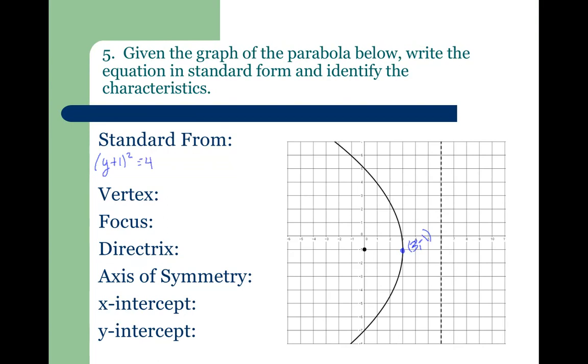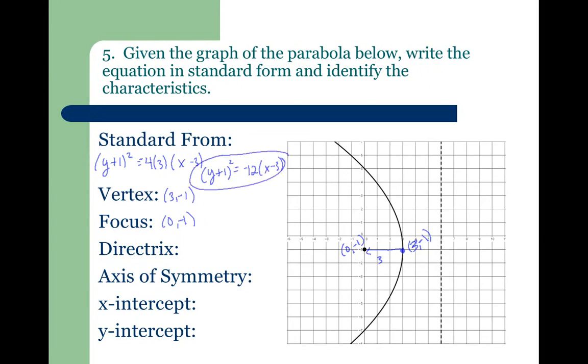Well, what's p? Well, the focus is at (0, -1). So (0, -1) means you're going left 1, 2, 3. So your p is 3, x minus 3. So my standard form would be (y + 1) squared equals negative 12 times (x - 3).